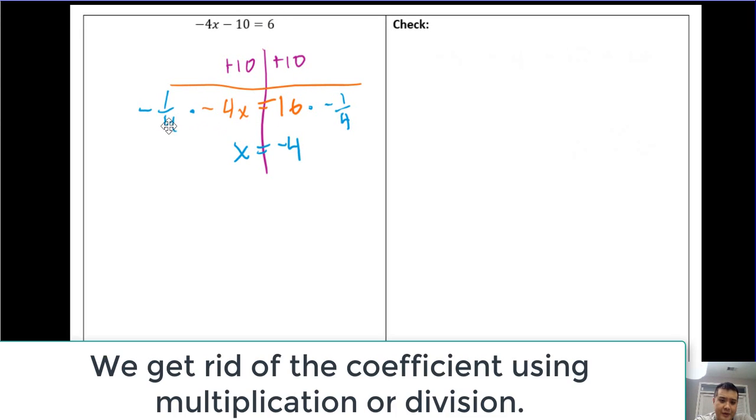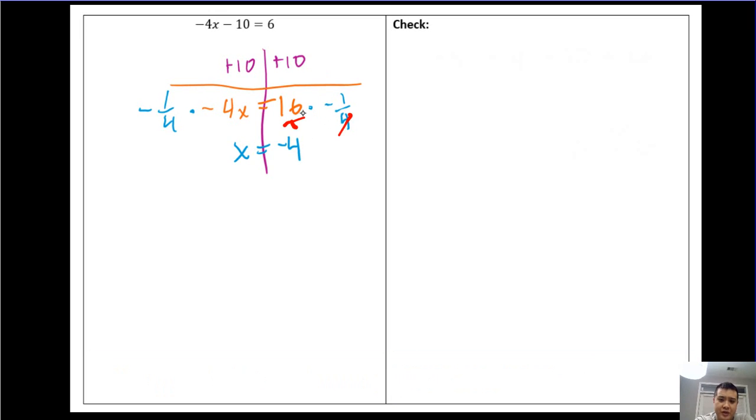Then we multiply both sides by negative 1/4. Again, we get to cross cancel. 4 goes into 16 4 times. So our answer is negative 4.